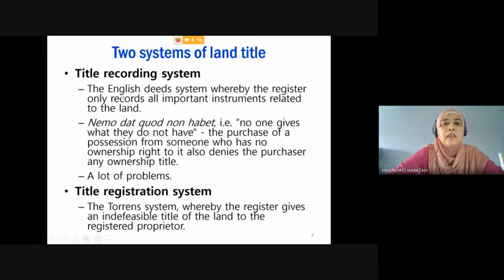This is normally identified by the English deed system, which can be found to this day in countries like Hong Kong, and also some parts of Canada, not all parts of Canada, because some parts of Canada use the Torrens system, but some states, such as Quebec, use the English deed system, whereby the register only records all important instruments related to the land.